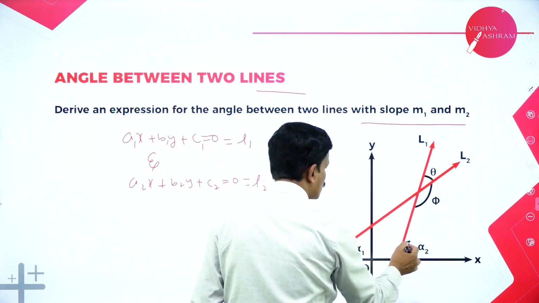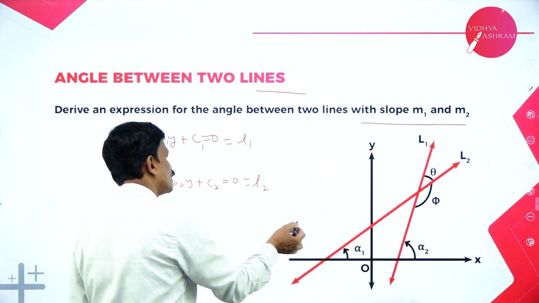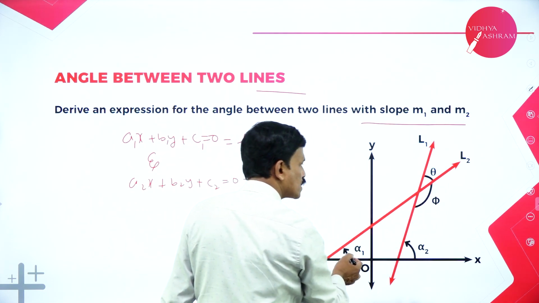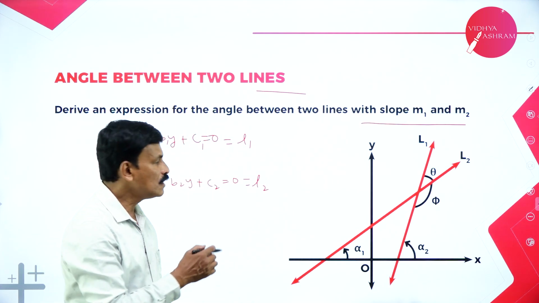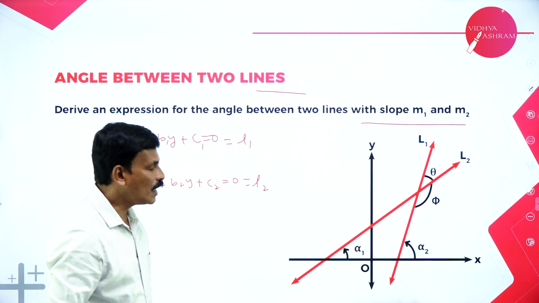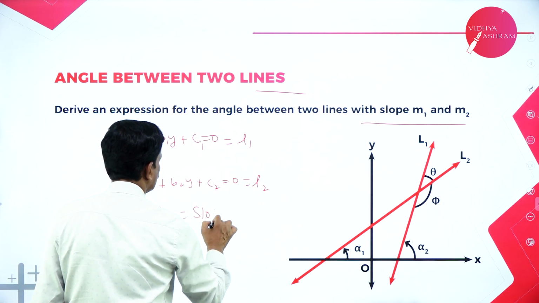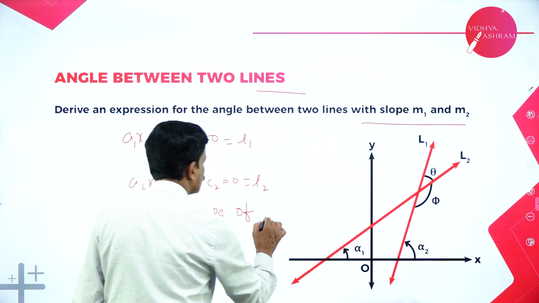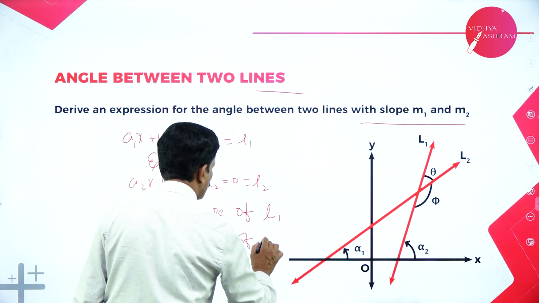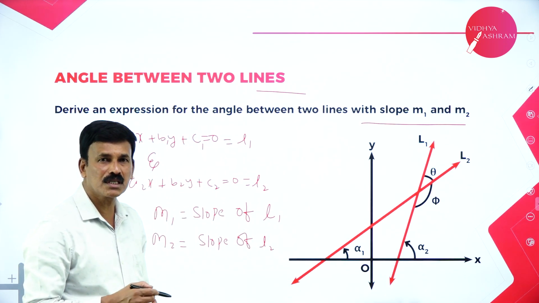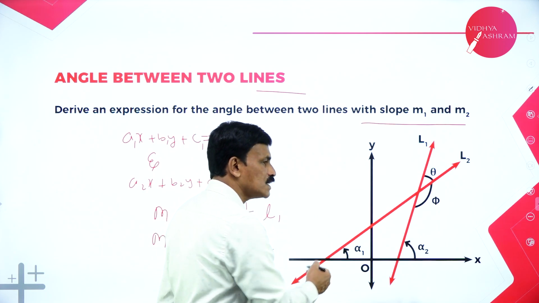Now if these two lines intersect at this point, suppose L1 is a1x plus b1y plus c1, this will cut the x-axis at an angle alpha 2. Another line L2, that is a2x plus b2y plus c2, cuts the x-axis at alpha 1. So alpha 1 and alpha 2 are related to the angle of intersection between the first and second lines L1 and L2, and what is the slope? We know m1 is the slope of first line L1, and m2 is the slope of second line L2. Suppose m1 and m2 are the slopes of L1 and L2, then we find the angle between the lines L1 and L2.